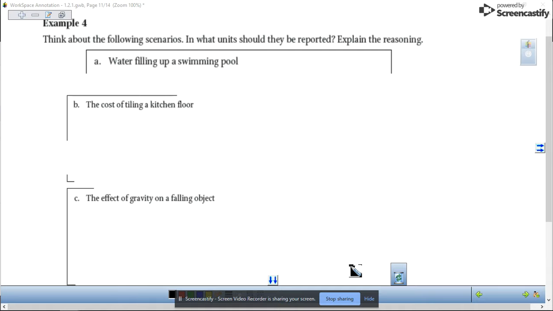All right, guys, we're going to go through this example pretty quick. It's really just about using words to describe and get your units right. So think about the following scenarios and what units they should be reported in.